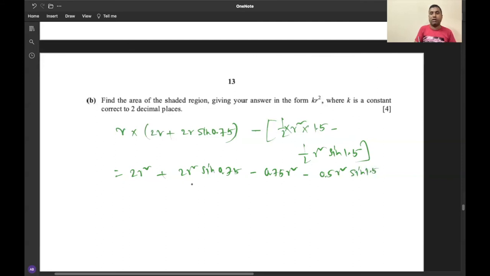If you take R square as common, we have 2 plus 2 sine 0.75 minus 0.75 minus 0.5 sine 1.5, then R square. If you use a calculator and add all this, we are having 3.11 R square. This is the area.